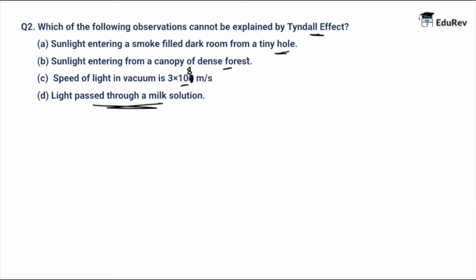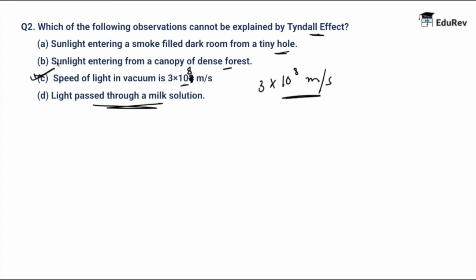Now the Tyndall effect is the scattering of light in a medium containing small suspended particles. It's observed in many natural phenomena. Some common phenomena include sunlight entering through a forest canopy, sunlight entering a dark room from a small hole, and also light that passes through a milk solution. Now since the Tyndall effect is observed in a medium containing fine suspended particles, it cannot explain that the speed of light is 3 into 10 to the power 8 meters per second. Correct? So the correct option here is going to be option number C.